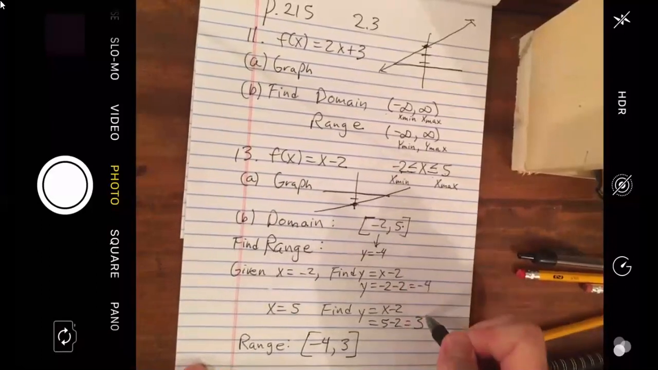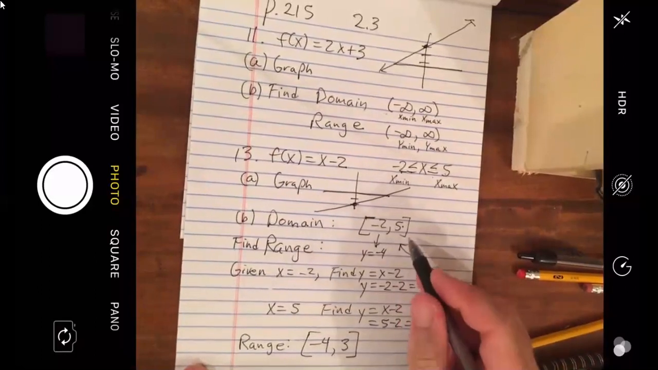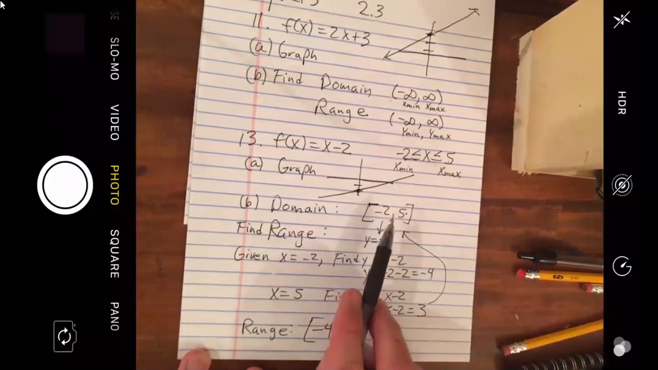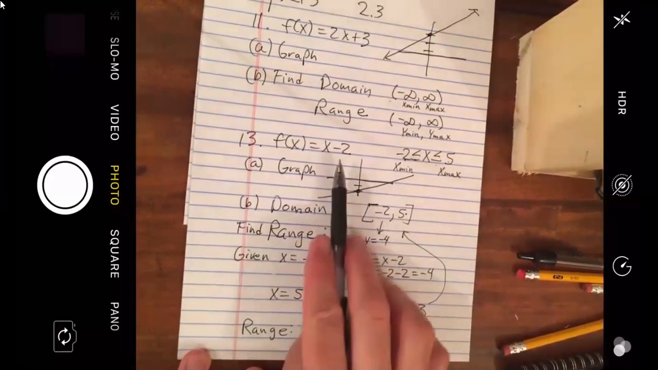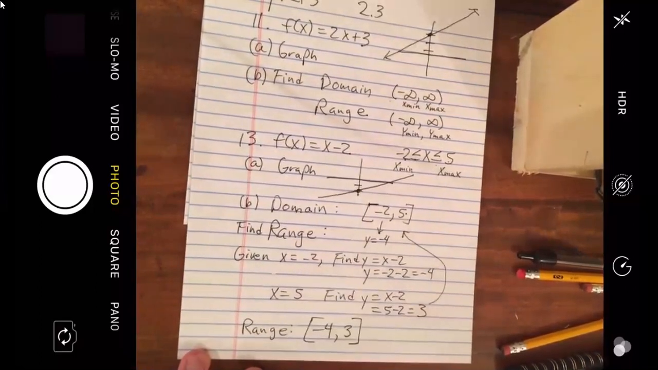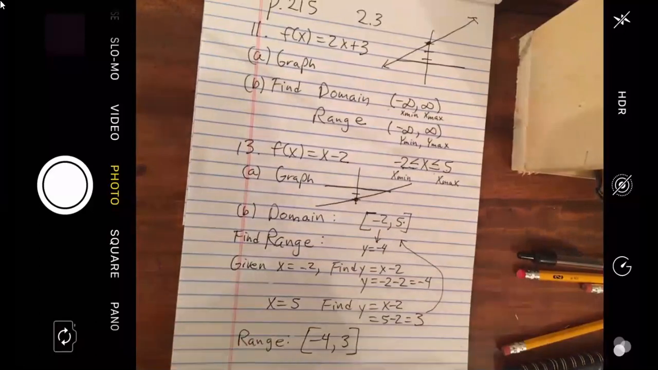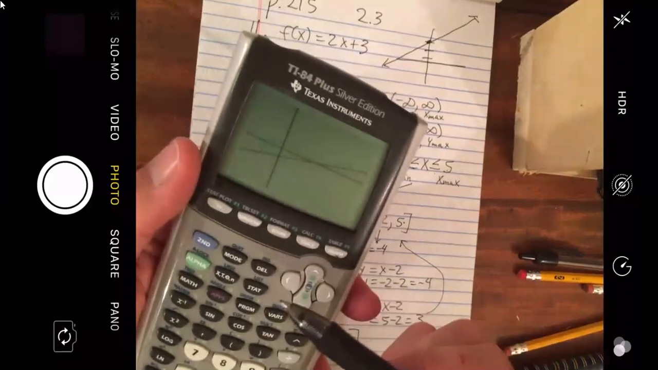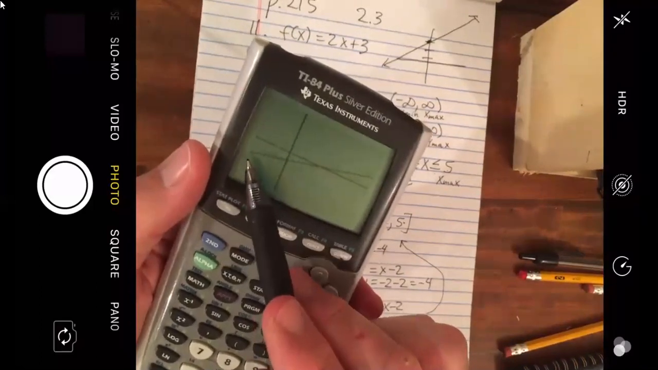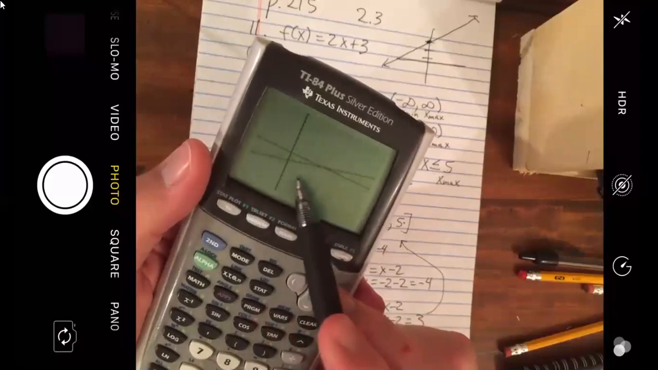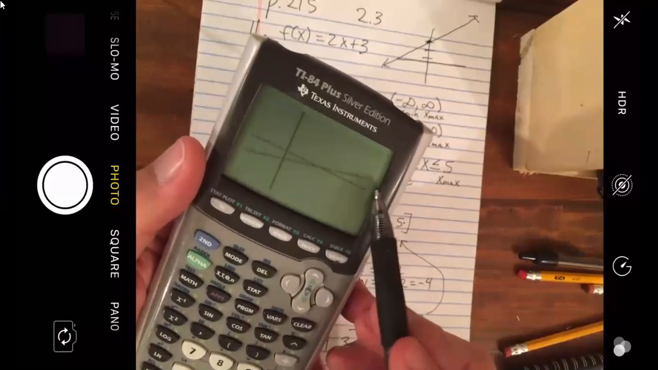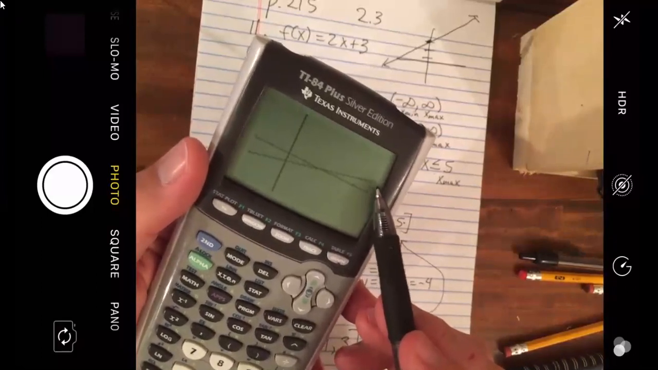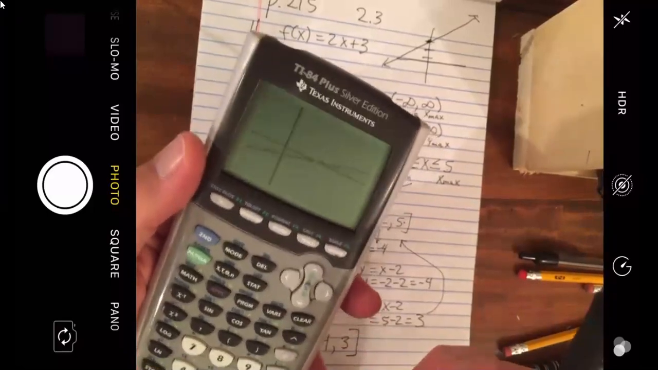In other words, the y value for x equals 5 is 3. So you've got to put the x values into the formula to get the y values, and that forms your range. You can see this from the graph. It's a little hard to see, but right at the very end there, you're down 4 tick marks. There's your y of -4. And over here, you're up 3 tick marks. Blow it up a little, see it a little better, but that's how you can see that from the graph.